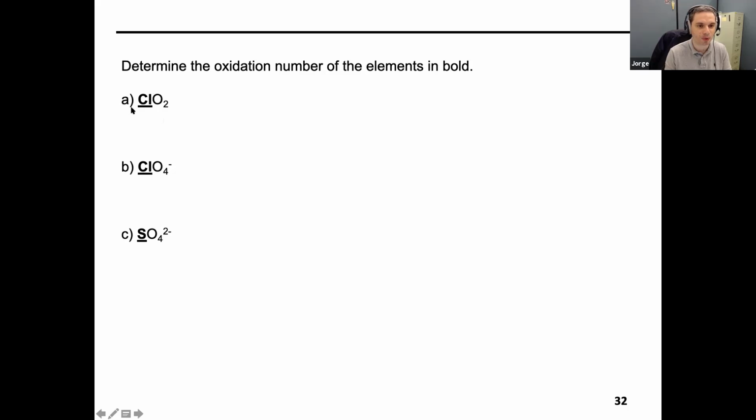First example here, we have ClO2, ClO4 minus, and SO4 2 minus. In the first 2 cases, we are looking for the oxidation number of chlorine. In the third case, we are looking for the oxidation number of sulfur. Let me solve this exercise, and then you can check if you got it right, or if we need to go back and review something.